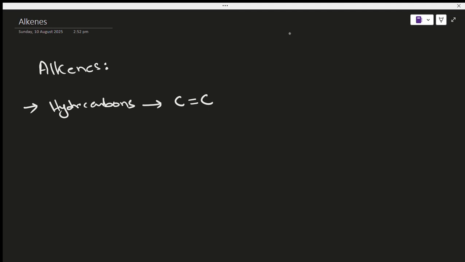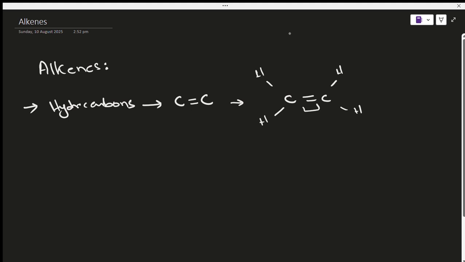And if I draw the structure for this, it's going to look something like this. This is the most basic structure for an alkene. This is something that we call ethene. Basically, here, this is a covalent bond. We did this in a previous lecture as well. This is a covalent bond, right?